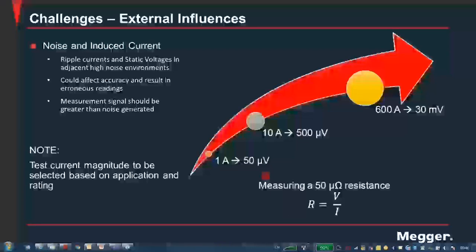This is one of the reasons why we need to use the higher current sometimes, because we need to get a higher voltage drop to make the voltage measurement higher than background noise. You also can test with 600 A to get more voltage drop. But please keep in your mind, even though we can increase the test current, we need to be careful because we still need to follow the standard. The test current should not exceed the rating of the test specimen. So you can inject current as high as possible, but it should still be less than the rating of the test specimen. This is very important to remember.